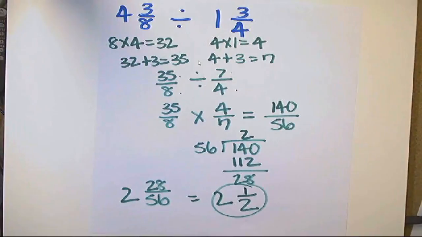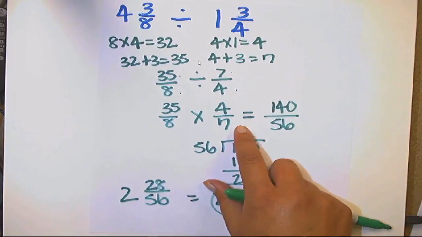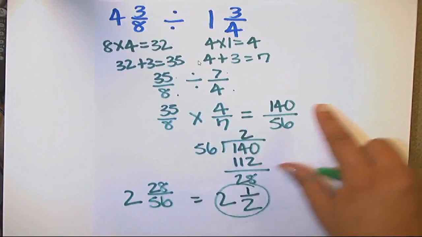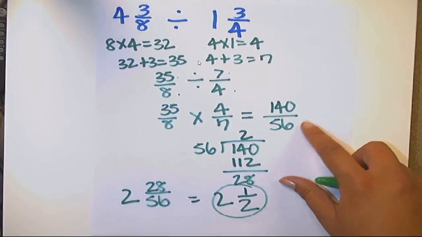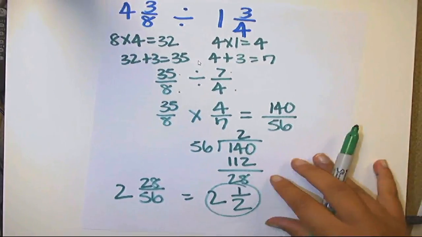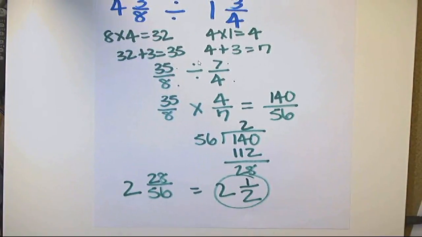Once I get it whole number free, I can flip that second fraction upside down, and then multiply across. So I took 35/8 times 4/7. It gave me 140/56, an improper fraction that we have to turn into a mixed number. When I did that and reduced it, I ended up with 2 1/2. Let's do one more.